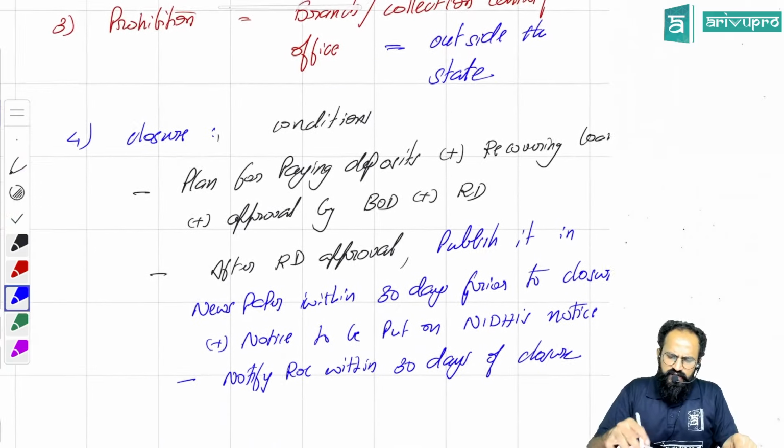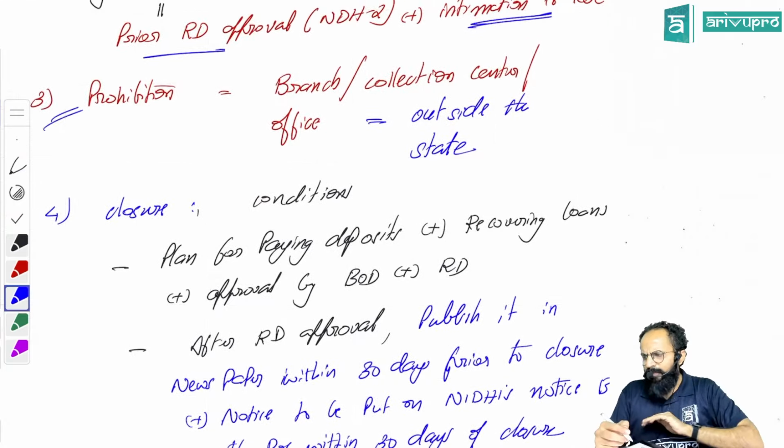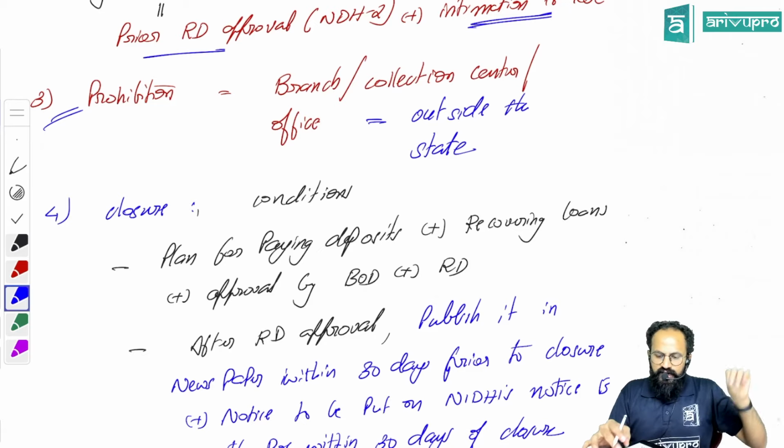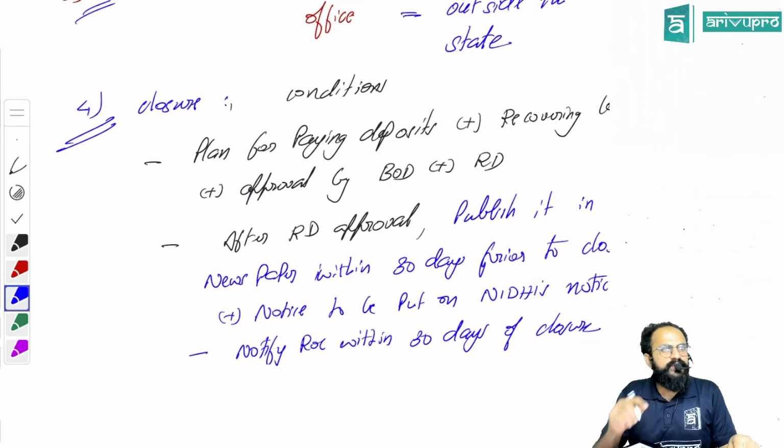The third one, sir, prohibition. They are telling you there is an absolute prohibition. It seems, people, you can never open a NIDHI company beyond your state. Always remember, each NIDHI will function in their own state. You cannot go beyond the state. Not allowed, not possible. The last one, sir, can I close my branch office, sir?